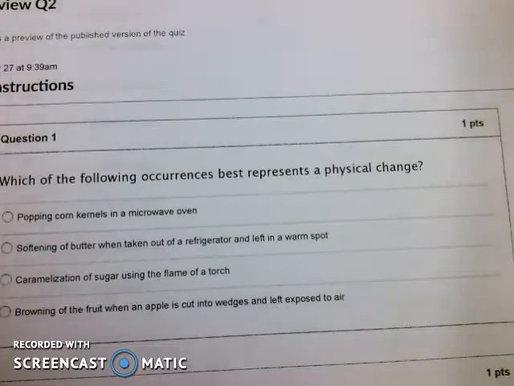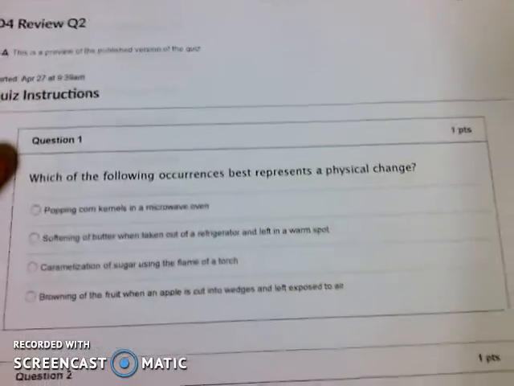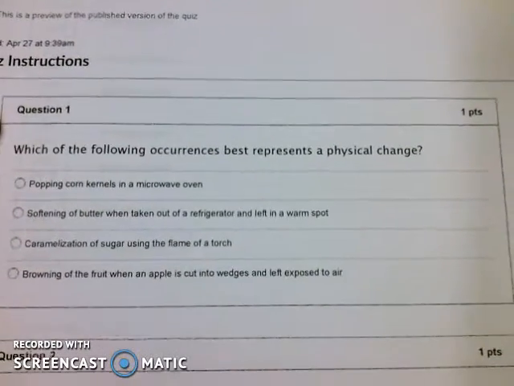All right, that's the end of day 3. Now let's move on to day 4. Okay, day 4, this is Q2. All right, I'm going through the answers for you. We're going to try to roll through these really fast.